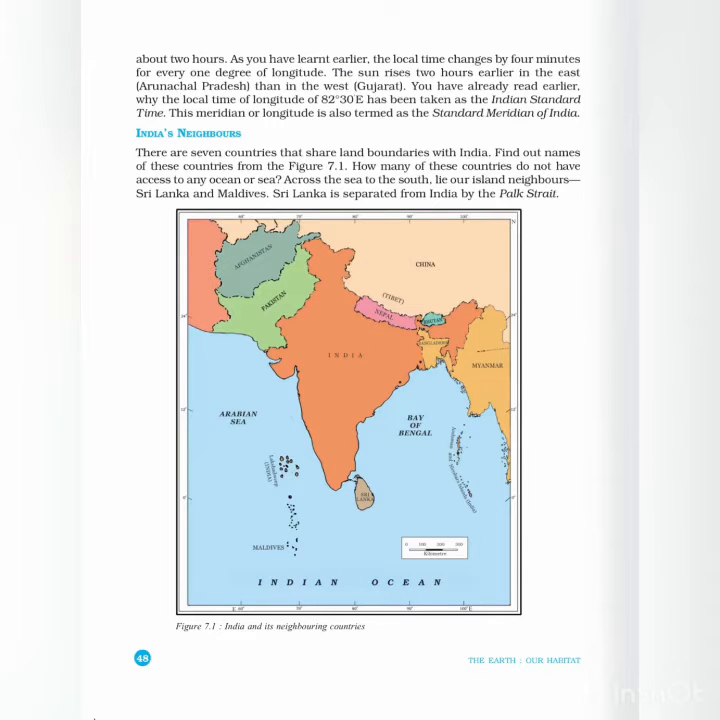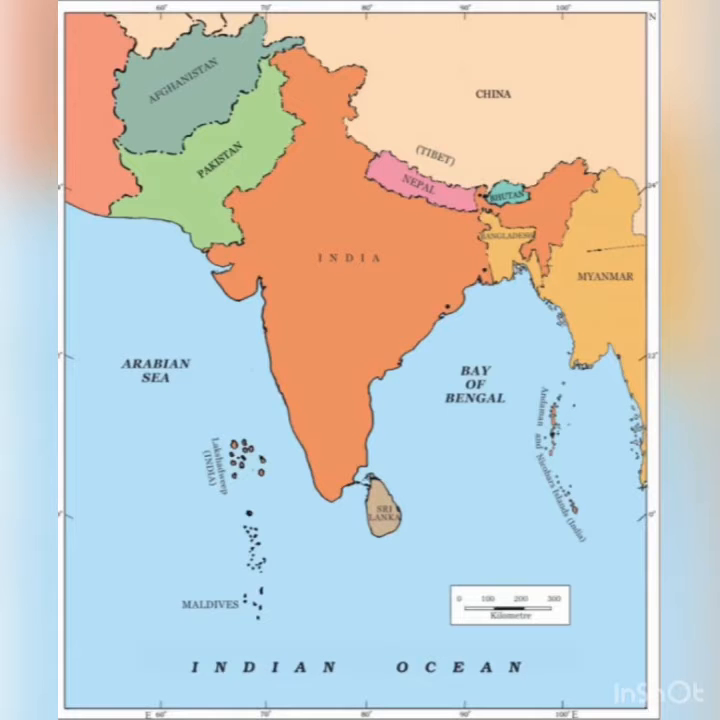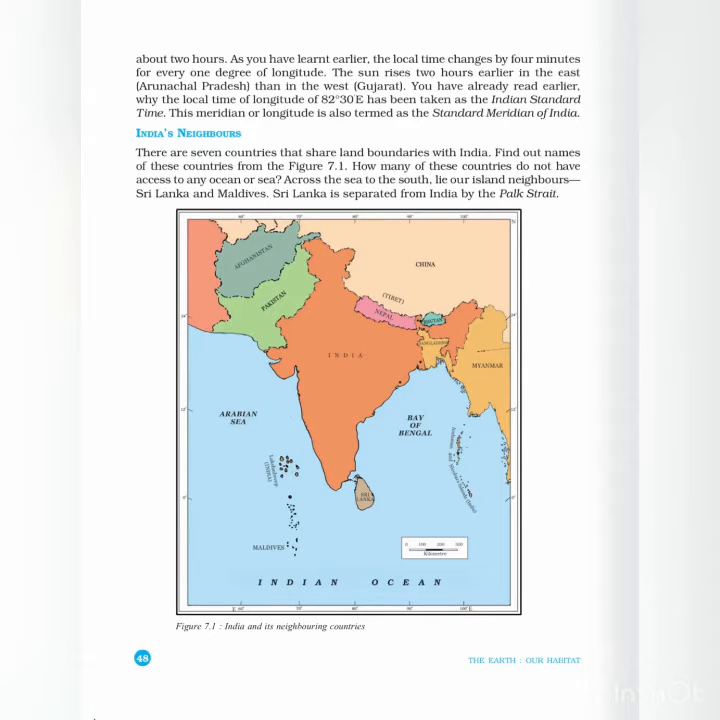Now children, let's have a look on India's neighbors. Okay, there are 7 countries that share land boundaries with India. Let's see. It is Afghanistan, Pakistan, China, Nepal, Bhutan, Bangladesh and Myanmar. And children, across the sea to the south lie our island neighbors, that is Sri Lanka and Maldives. Sri Lanka is separated from India by the Palk Strait.